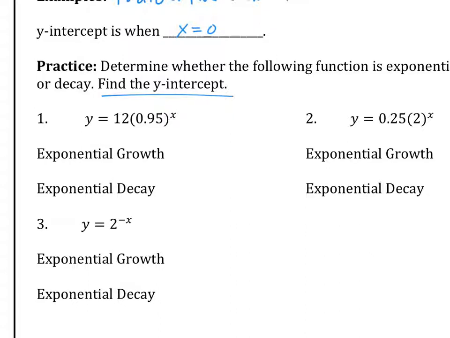All right, let's start with Evan. Number 1, growth or decay? Growth? Oh, no, not growth. It's decay. Nathan, did you write decay? Okay, why is it decay? Because the base is 0.95, which is in between 0 and 1. Yeah, so the base is the number that's right next to x. Okay, Isabella, what number did you get for the y-intercept?